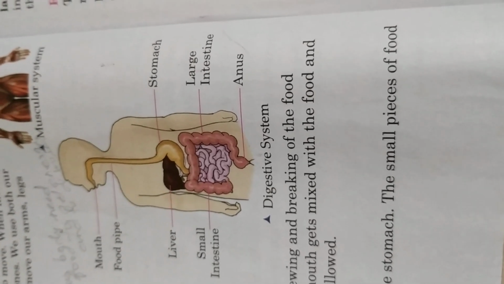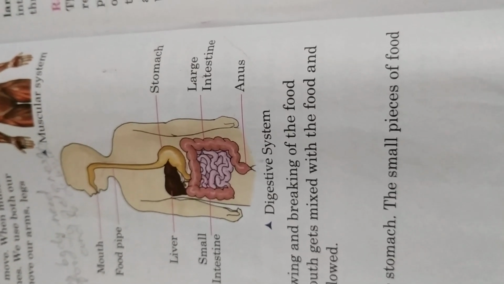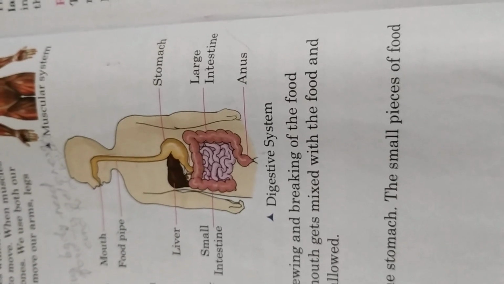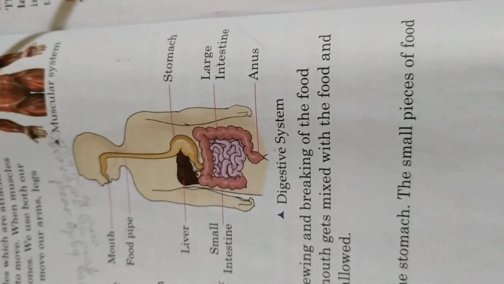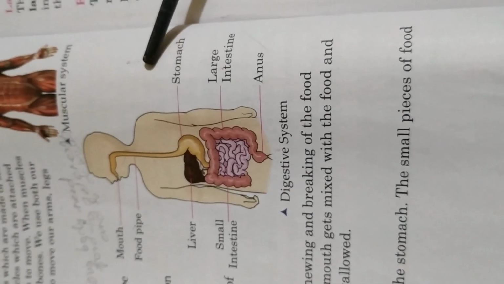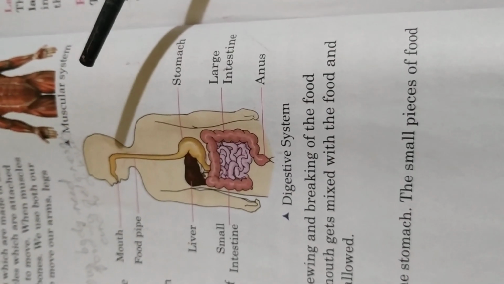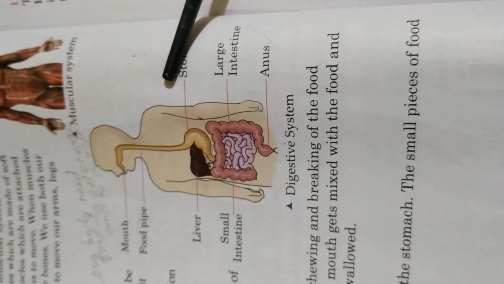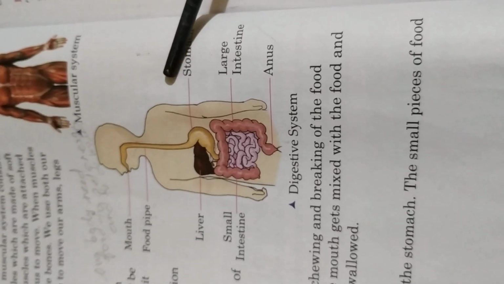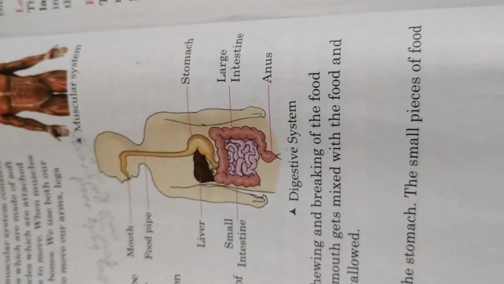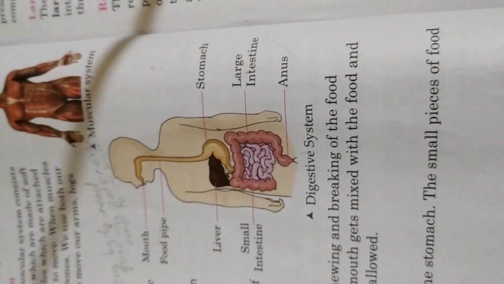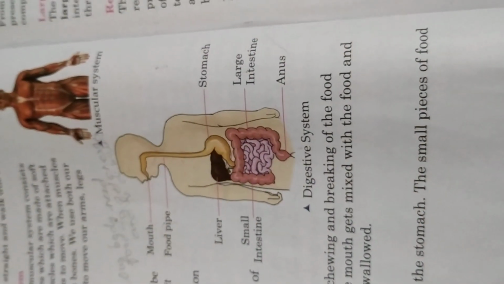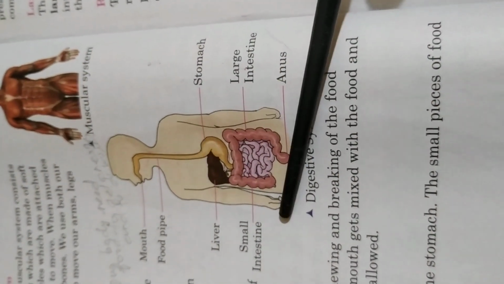Children, our body needs energy. Why? To do work. Even for playing we need energy. And from where do we get energy? We get energy from the food that we eat. But the food which we eat cannot be used by our body in the form in which it is eaten. So it has to be changed into a simpler form. That is what digestion is.